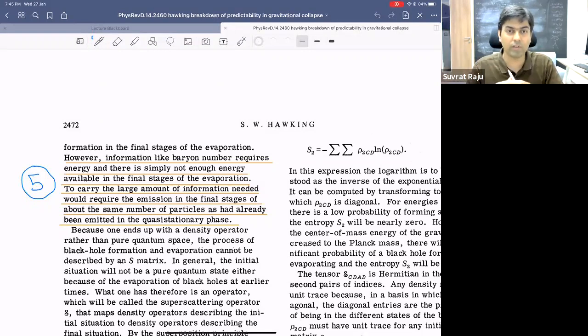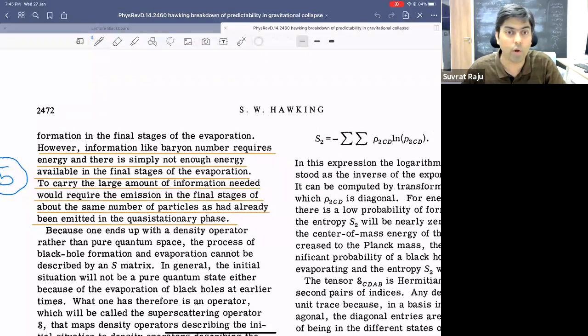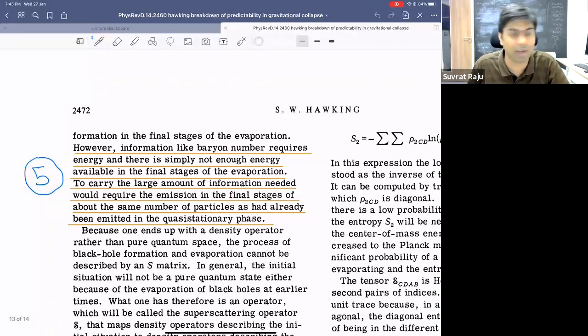But Hawking's point was that information requires energy, and there is just not enough energy left in the final stages of the evaporation. That is because in the final stages, when quantum gravity effects become important, the black hole has already become some Planck scale kind of black hole. Maybe it's 100 times the Planck scale, or maybe it's a string scale black hole, and all this computation doesn't work in string theory. So maybe it's larger than the Planck scale, but it's a very small black hole. But the point is, you could have initially started with an arbitrarily large black hole.